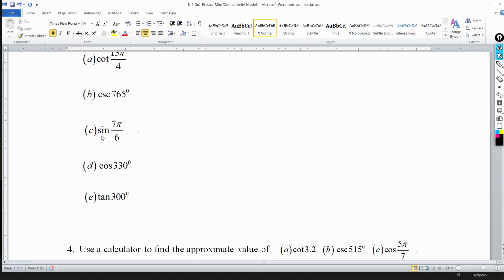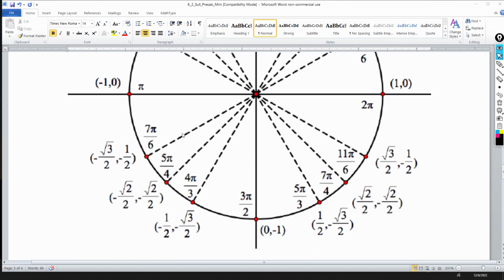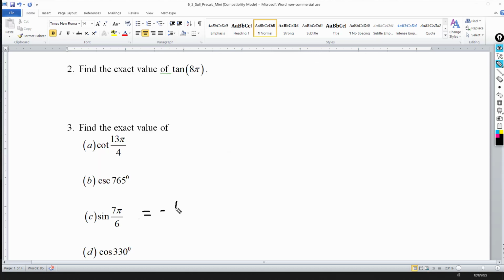Now let's look at the sine of 7 pi over 6. You can see it right here. 7 pi over 6 has components of minus radical 3 over 2, and the y value is minus 1/2. But if you have a unit circle, the y value represents the sine of that angle. So the answer to sine of 7 pi over 6 is negative 1/2.